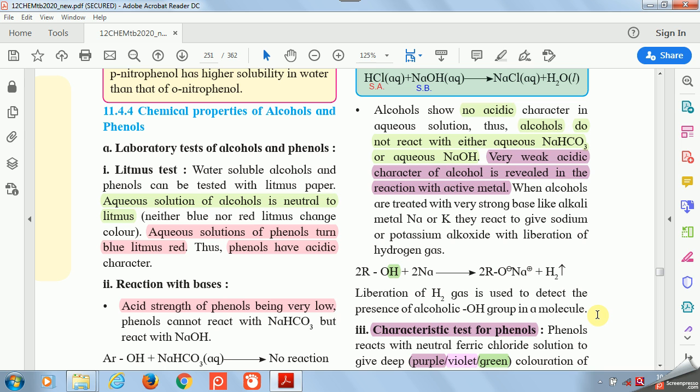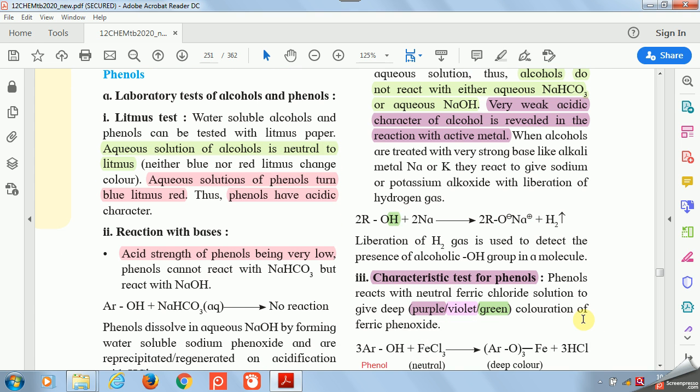So if you compare the strength of bases, sodium bicarbonate NaHCO3 is a weaker base, NaOH is stronger as compared to that, and sodium metal is stronger still. So if you have to check the strength of an acid, we can use these different types of bases like NaHCO3, NaOH and sodium metal.